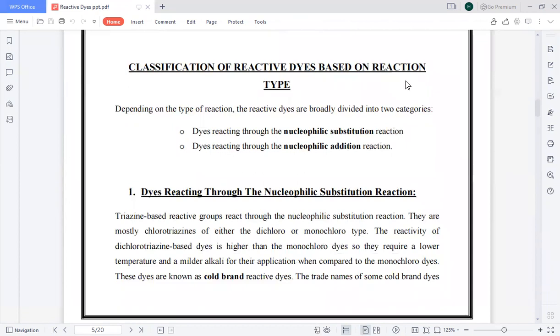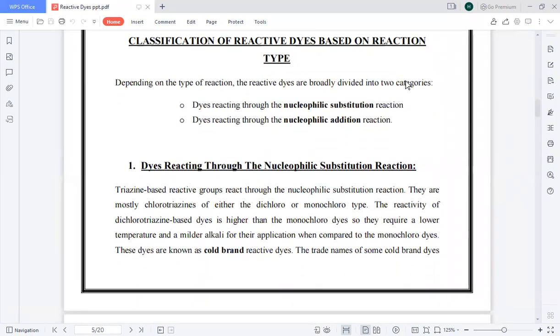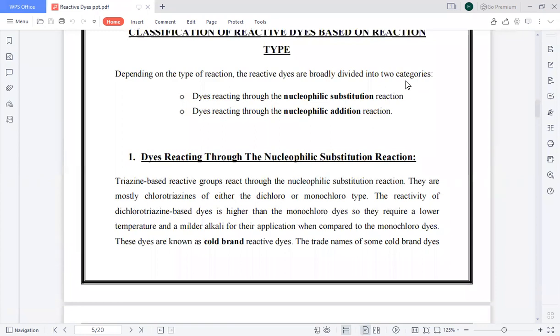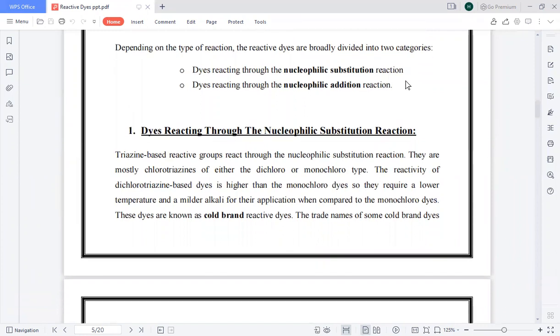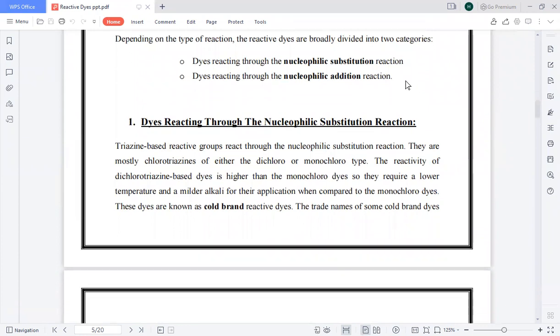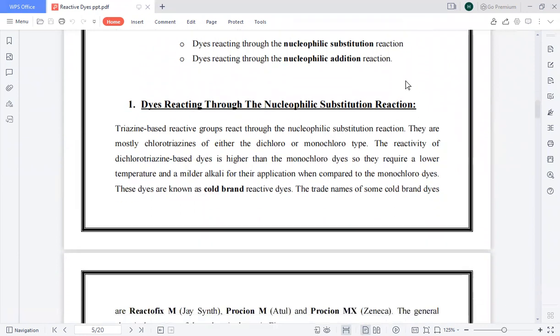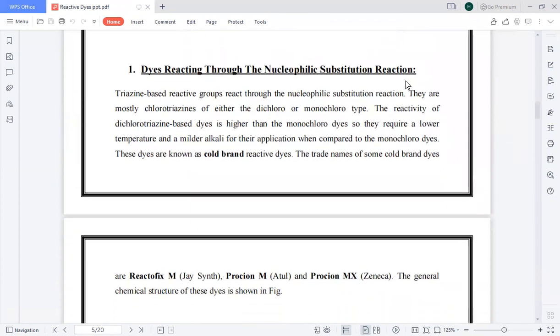So again, coming towards the classification of reactive dyes based on the reaction types. Based on reaction type, the reactive dyes are classified into the following two classes. The first one is the dyes that react through the nucleophilic substitution reaction, and the second one is the dyes that react through nucleophilic addition reaction. So we will discuss one by one. First of all, the dyes reacting through the nucleophilic substitution reaction.